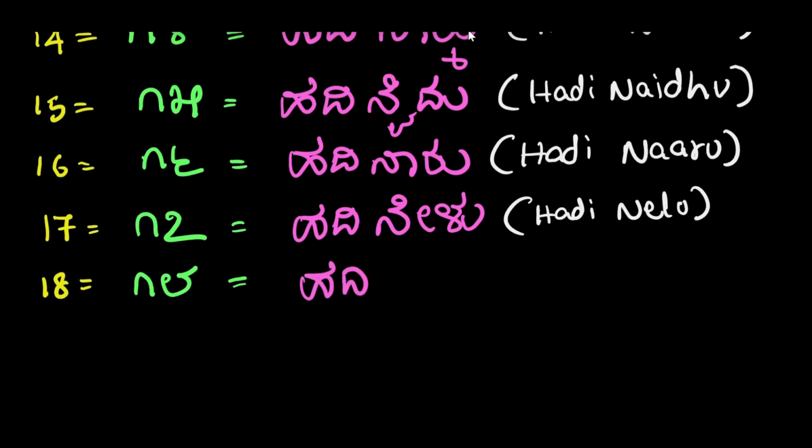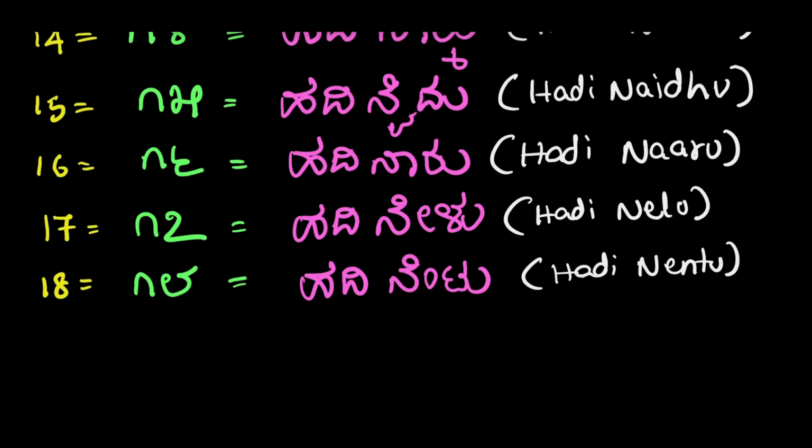1 8 is 18. So 18 ಗೆ ನಂತರ ಹದಿ ನೆಂಟು. Okay, ಹದಿ ನೆಂಟು. And 19 ಗೆ we call it as ಹತ್ತೊಂಬತ್ತು. 19, 1 9, ಹತ್ತೊಂಬತ್ತು.